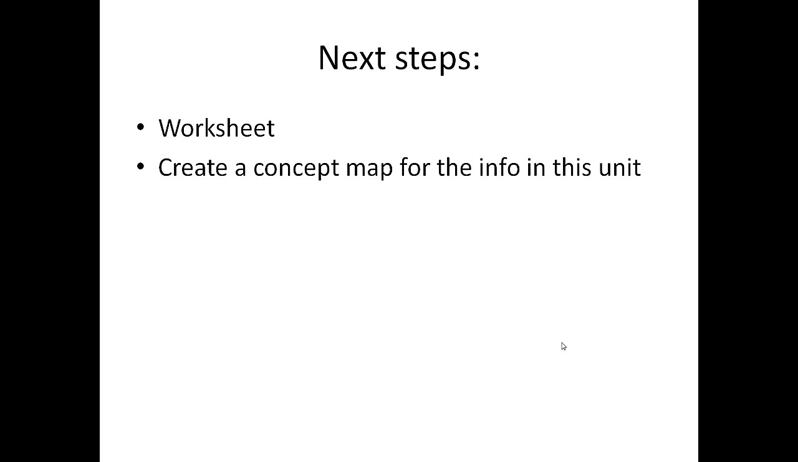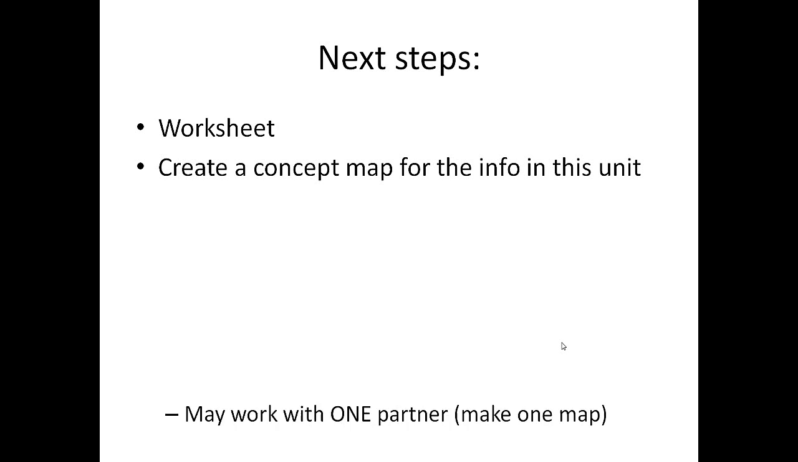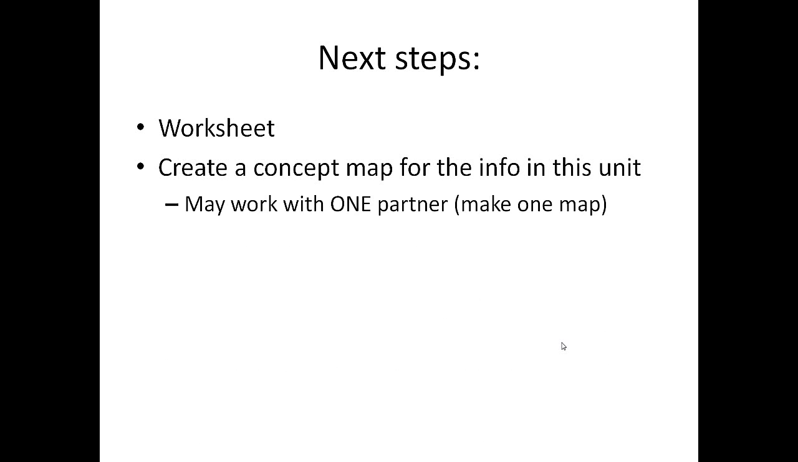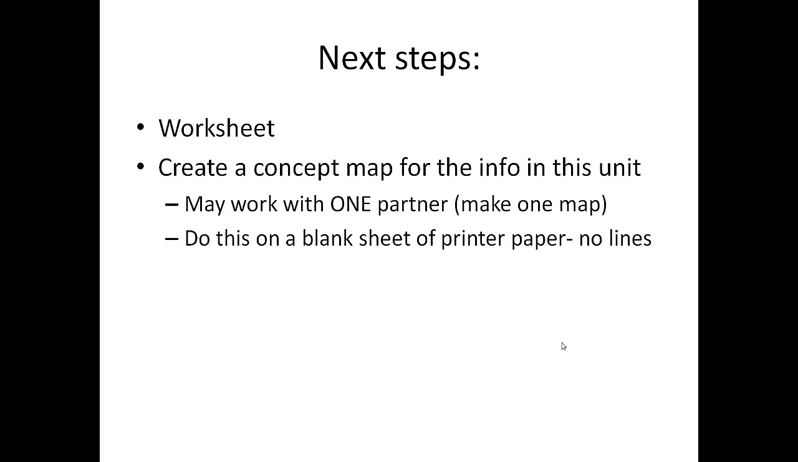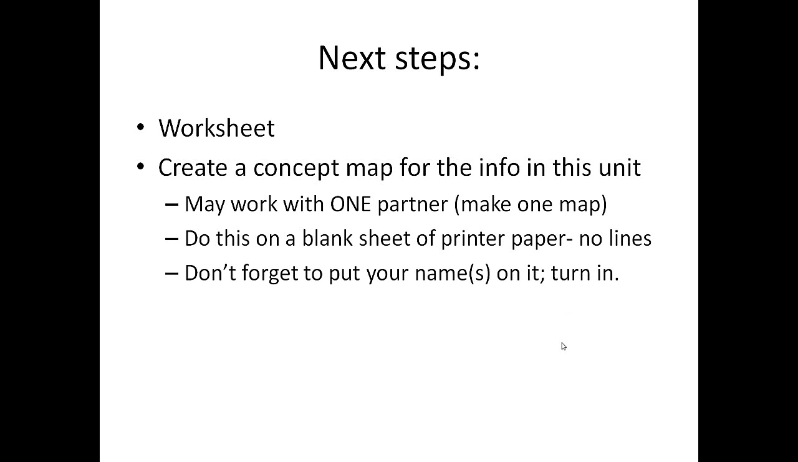If you're still kind of shaky and stuck on making a concept map, call me over and I'll help you, and there's probably other people who feel the same way, so we can get a small group going and make a concept map for this unit if you need help. You may work with one partner if you are at this point, and make one map for the two of you. No more than partners though. Do this on a blank sheet of paper, no lines. Don't forget to put your names on it, turn it in. And if I have any questions, I'll be seeing you to help clarify what's going on.